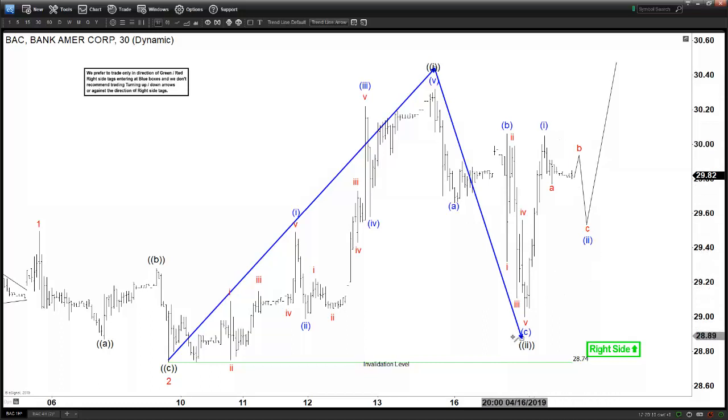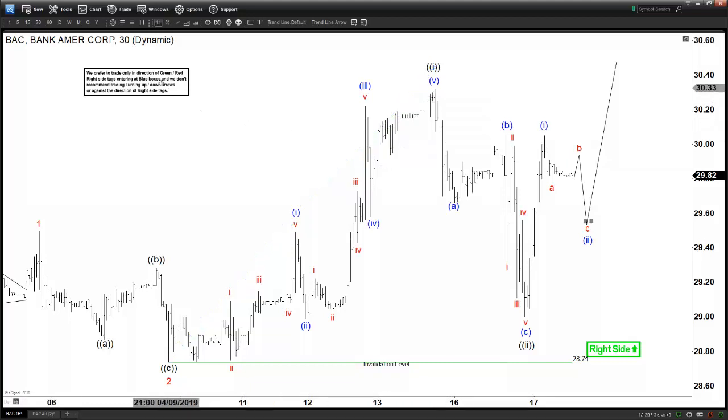So now we already ended this 3 swings pullback, held above 28.74, starts to turn higher again. The idea now is that as far as the stock stays above 28.74, which is the previous wave 2, we should be looking for the upside. Okay, and the right side is green, meaning that we favor the upside. So the upside is we think is the right direction to trade in the Bank of America stock here.